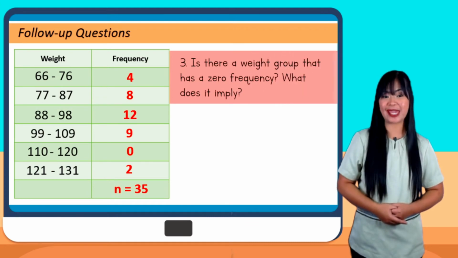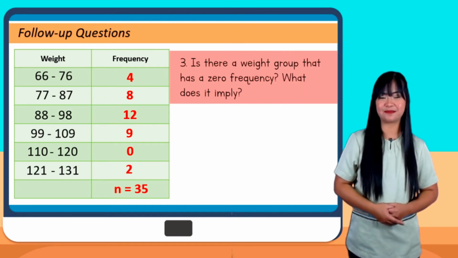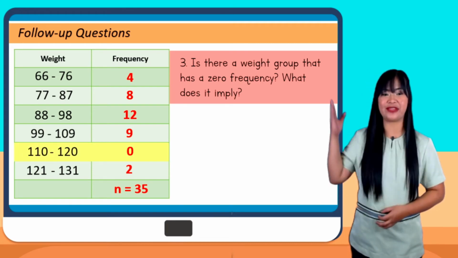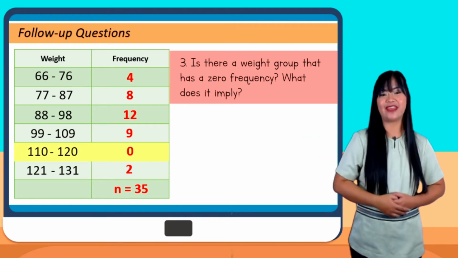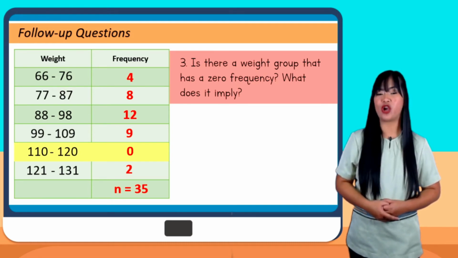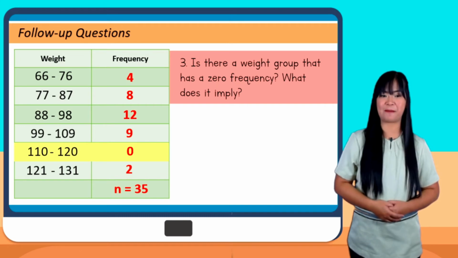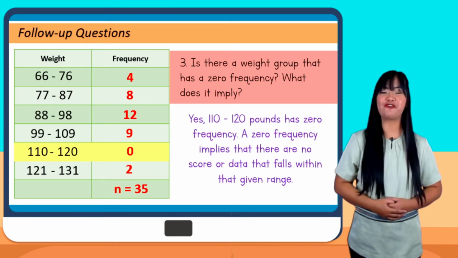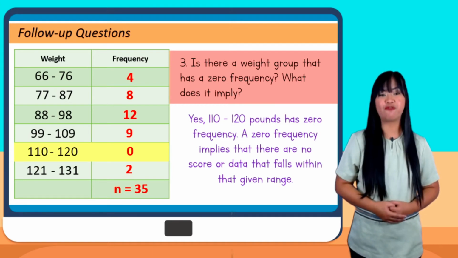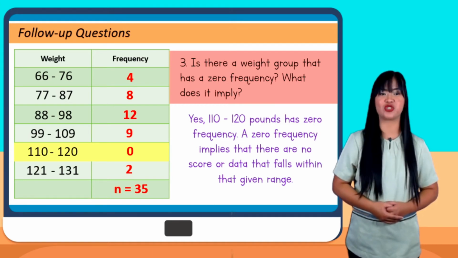For question number 3, is there a weight group that has a 0 frequency? What does it imply? As we can see on the table, yes, there is a weight group that has a 0 frequency, that is 110 to 120 pounds. A 0 frequency implies that there is no score or data that falls within that given range.